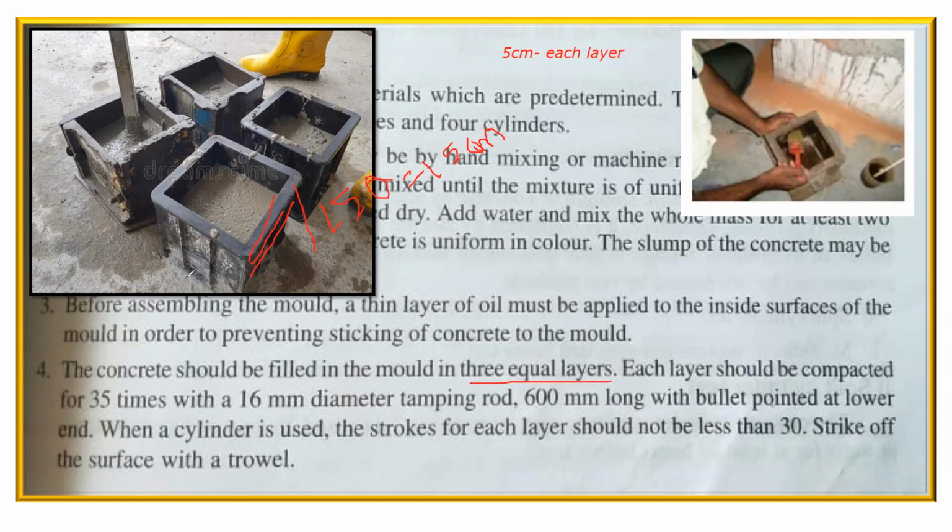So first we'll fill it in 5 centimeter. We'll do the tamping with the help of a rod so that there are no voids. Again, we are going to fill another 5 centimeter. We'll do the compaction again. Another 5 centimeter, we'll do the compaction. So hence 3 equal layers.